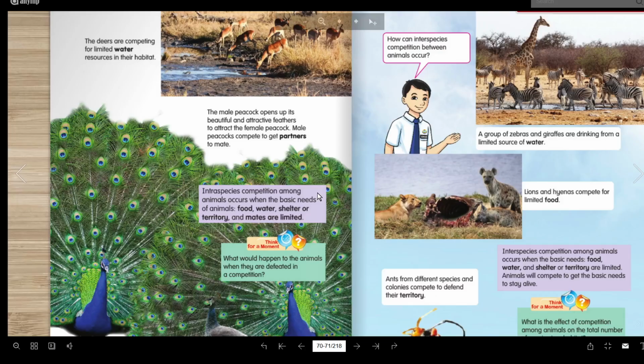Now competition can be for food, water, any resources, or it can be for mating, for territory, for space, or anything. I'm back.